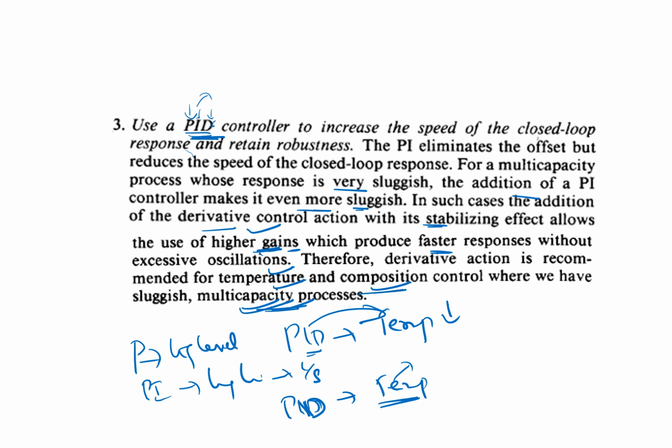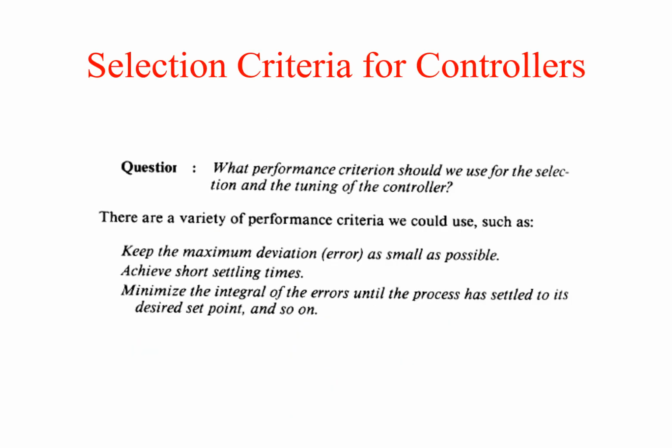So if any process has more gain and that process is a sluggish process, if you use a PID controller, the sluggishness will be taken care of by this integral, and then it will stabilize this process. So likewise we can fix the controller for a particular process. Okay. So once we fix the controller for the particular process, then we have to go for the normal criteria.